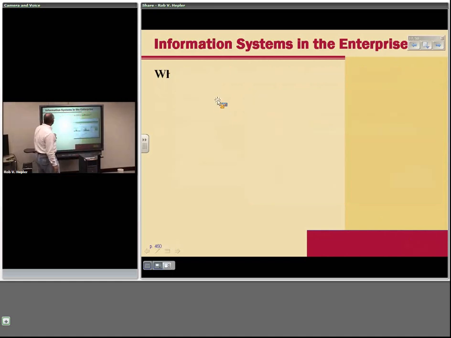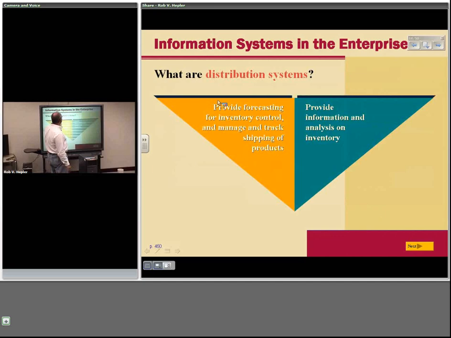So that's another system that's an integral part. The distribution system is how you get your product to the marketplace. So it's after the manufacturing process and before the sales location, like retail, like between the door and Kmart, Target, Penney's. And it allows you to forecast.